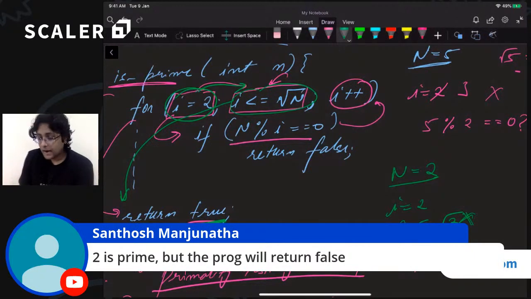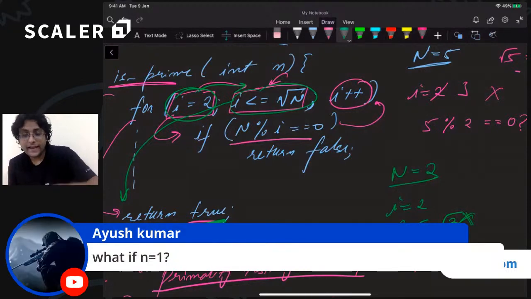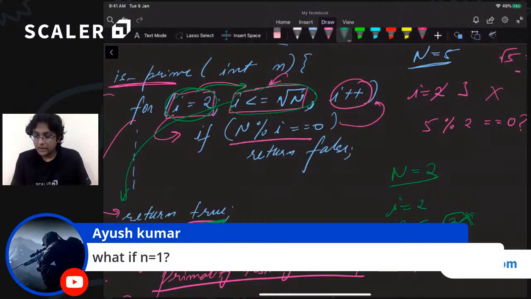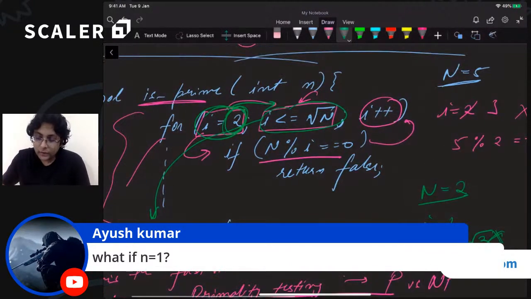Yes. But this program is not 100% correct. Can you tell me one value for which this program will fail? Exactly. So I think you have the right idea over here. What if n equals 1? Or what if n equals 0? Or what if n equals minus 100? Right? For all the numbers that are less than 2, we will never go inside this loop. So we will automatically return true. Right? So we need to improve on this program.